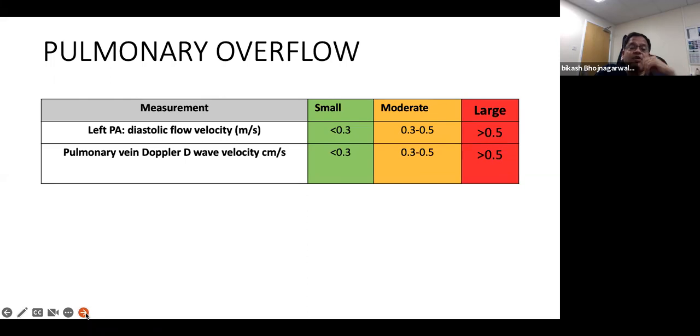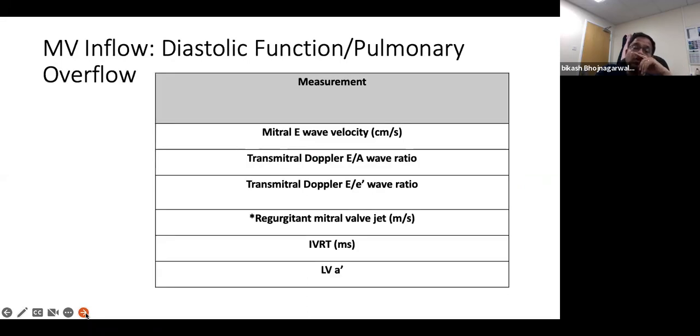And so we discussed the pulmonary diastolic flow as well as the pulmonary venous flow. Another way you can measure pulmonary overflow is the mitral valve inflow. A detailed study I would advise, and that's what I do in practice, is to do a mitral valve inflow study, which includes tissue Doppler, which gives indications of both diastolic function as well as pulmonary overflow. And I'm sure various people interpret it at various levels.